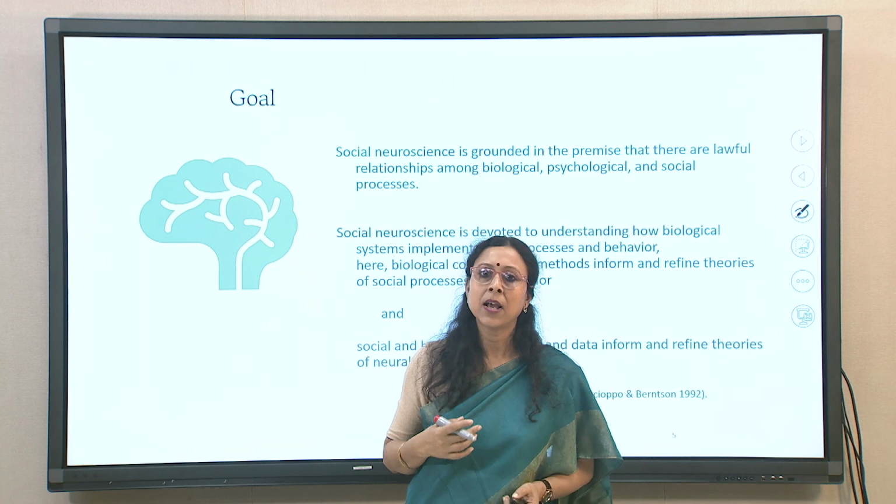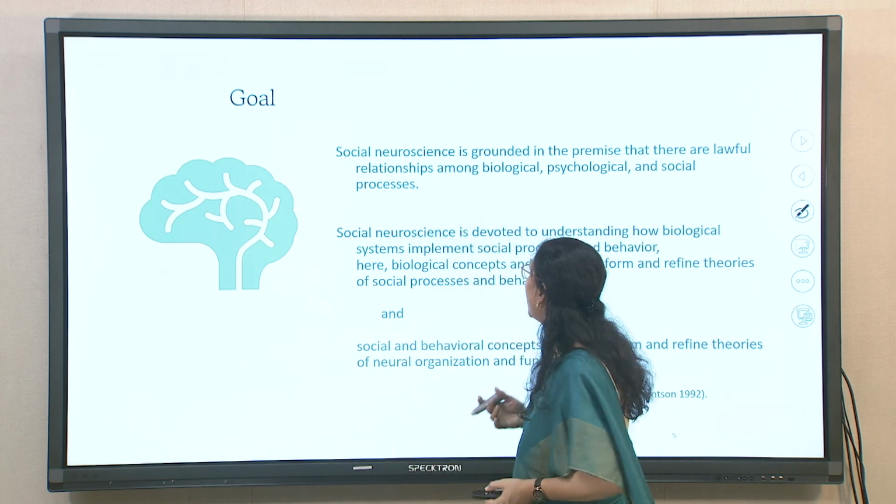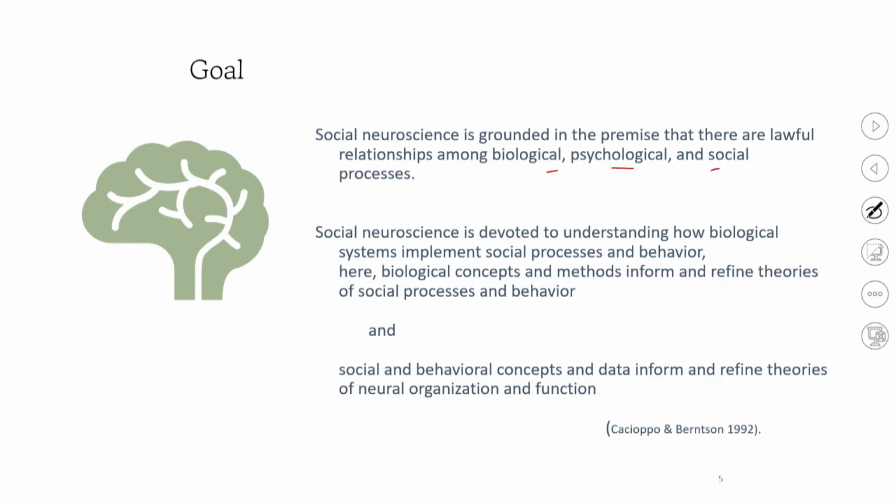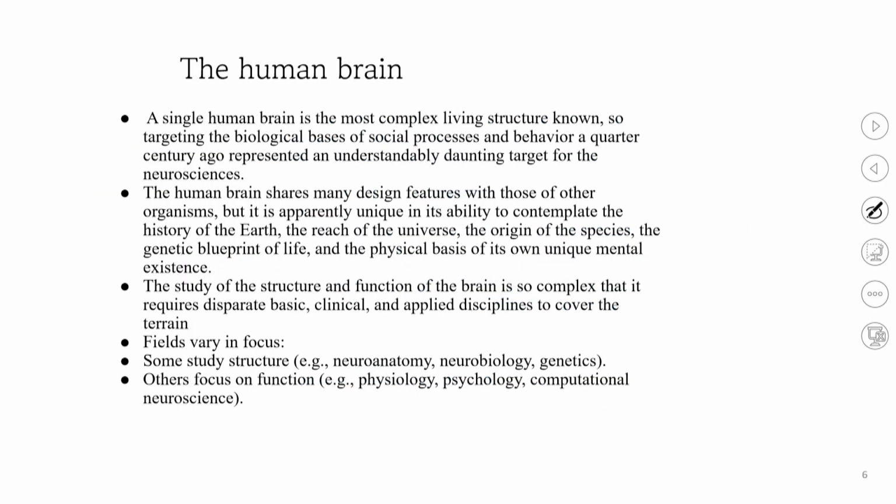So, the goal of this domain is grounded in the premise that there is a lawful relationship between biological, psychological and social processes. Social neuroscience is devoted to understanding how biological systems implement social processes and behavior. Here, biological concepts and methods inform and refine the theories of social processes and behavior, and social and behavioral concepts and data inform and refine theories of neural organization. So, basically it is a two-way traffic. While the social processes help fine-tune the neural structure, it works the other way as well. It is a complementary approach where both processes enrich each other. So, a little bit about the human brain. A single human brain is the most complex living structure known.